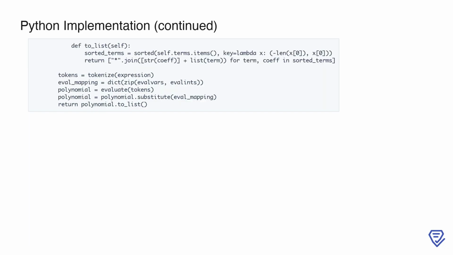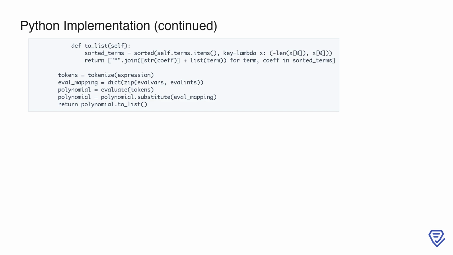Finally, the to_list method is defined to convert the polynomial into a list of human-readable terms. Terms are sorted by their length and lexicographical order, and each term is formatted with its coefficient and variables joined by asterisk. Returning to the basic calculator IV method, the input expression is tokenized using the tokenize function.